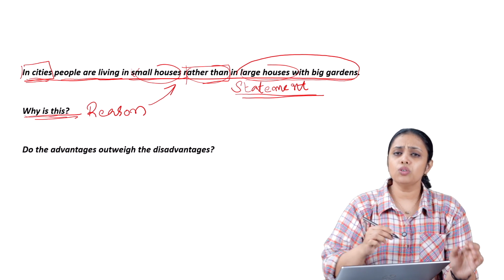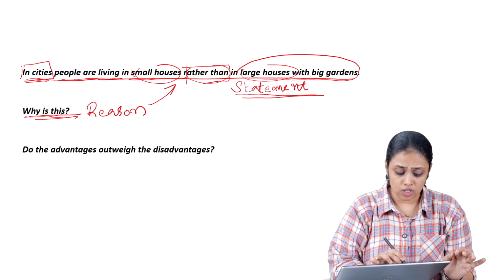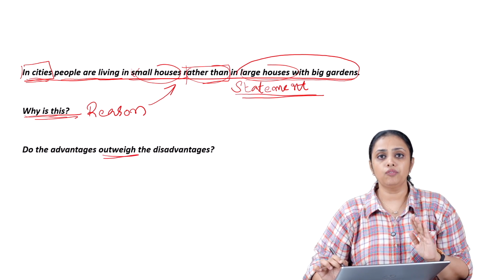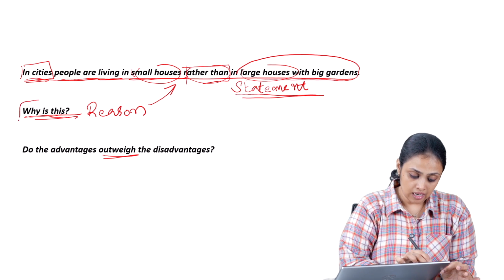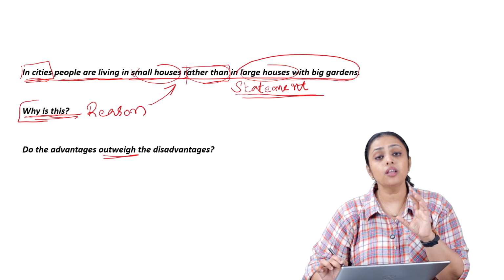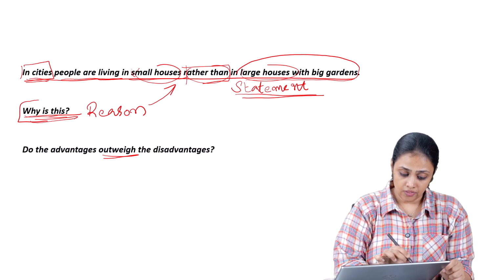Now, students usually tend to miss out this part. That's what I have said initially. The initial focus will go on this outweigh part. No, that is another part of the question. Before that, there is another question, that is, why is this? What is the reason for this shift or change? Now, that is the first thing, the reason.